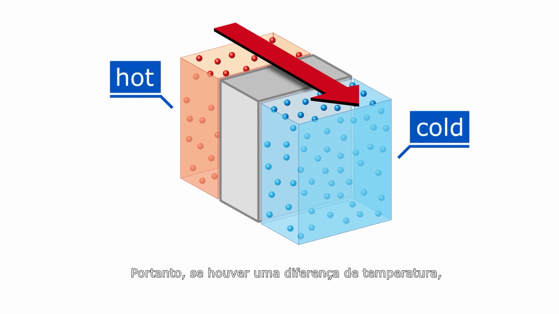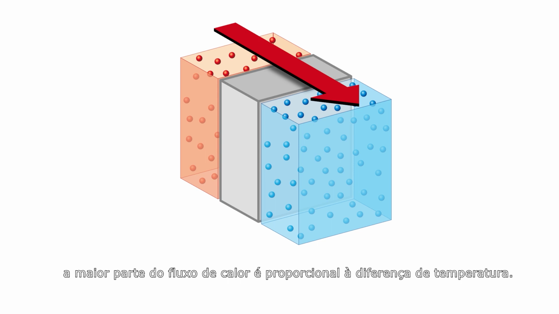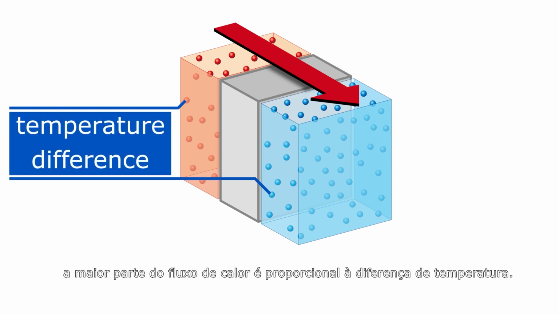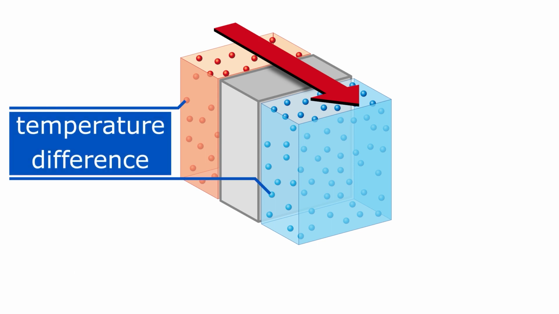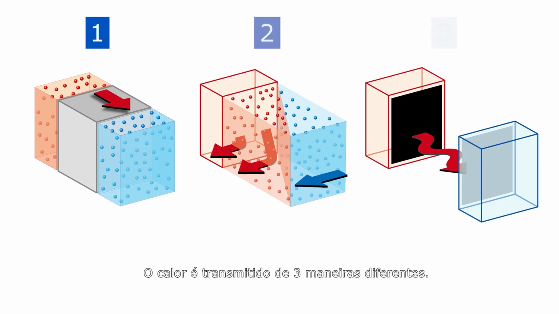So if there is a temperature difference, heat starts flowing. As a first approximation, most heat flux is proportional to the temperature difference. Heat is transmitted in three different ways.